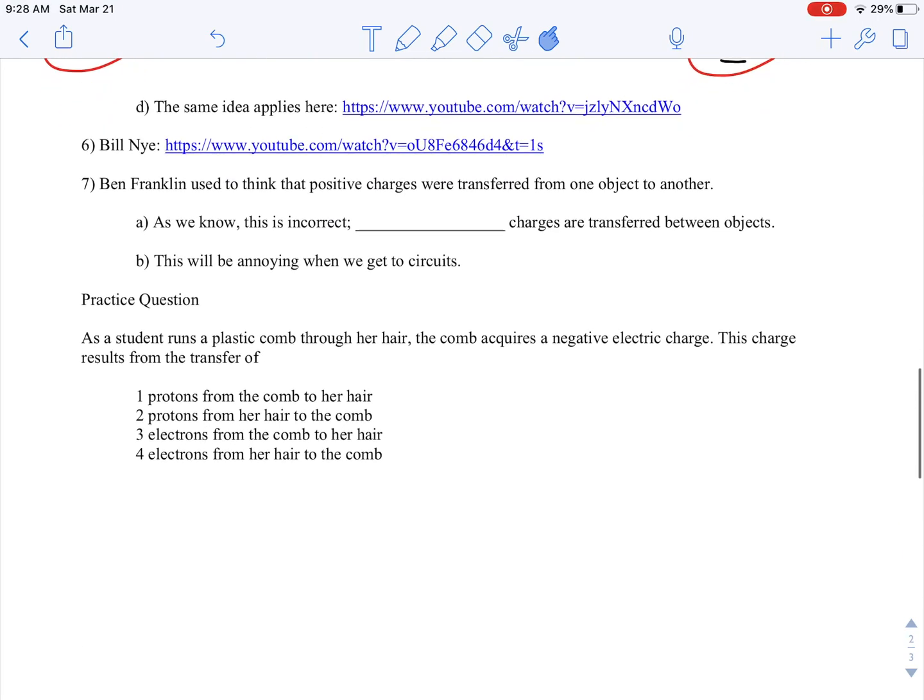So just a little aside, Ben Franklin used to think that positive charges were the charges that transferred from one object to another. Hopefully you realize that's wrong now, right? It's electrons, or negative charges, that are transferred from one object to another.